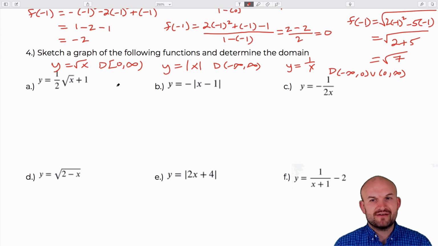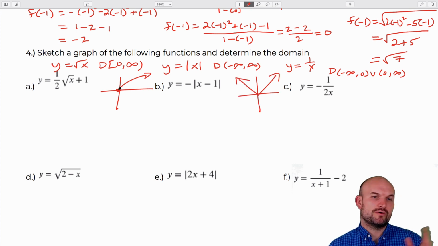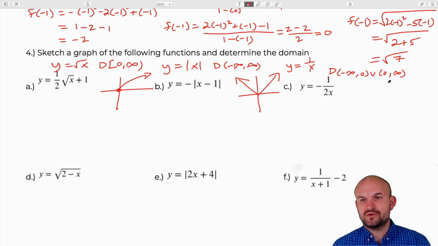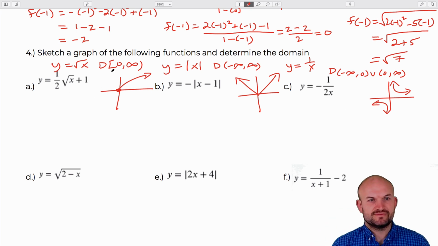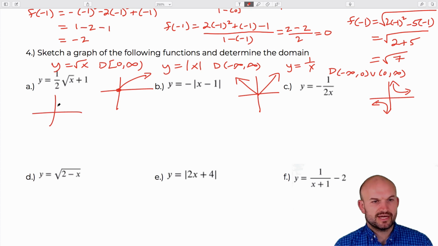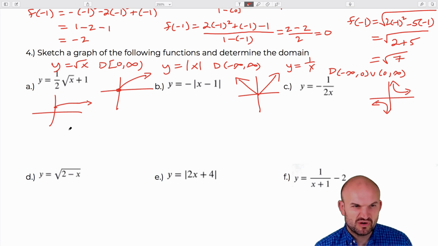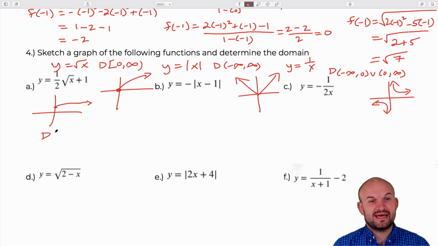So we need to know what each of these graphs look like, because if we don't know what these graphs look like, then we're not going to be able to do any graphing problems. So remember, this is the square root from all positive numbers. This is the V-shaped graph, and this is that hyperbola graph. Okay, so all I'm going to do is compress this graph and shift it up 1. So again, I'm just trying to make a rough sketch here. And then we can say the domain is still going to be from 0 to infinity.